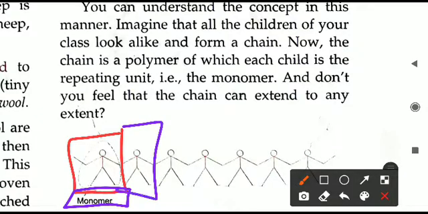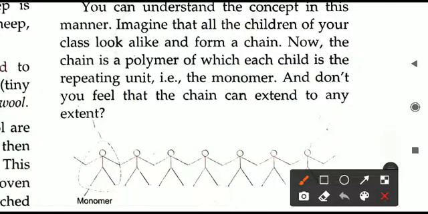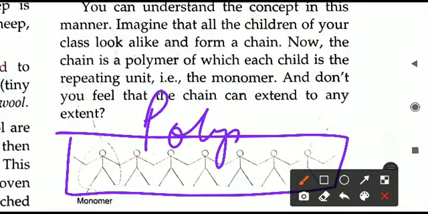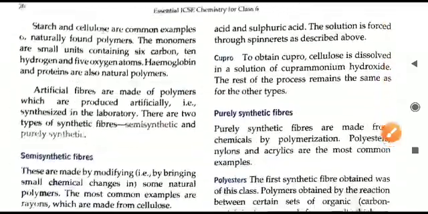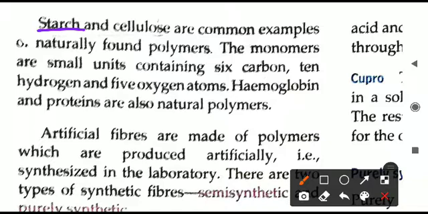So all these monomers will repeat again and again. As a result, what will we get? We will get a long chain of repeating molecules, and this long chain is given the name of polymer. So all the fibers are actually polymers which are made by the repeating unit of monomers. We can have examples like starch and cellulose. They are the common examples of naturally found polymers.